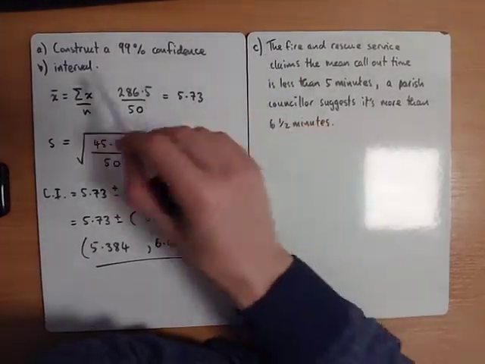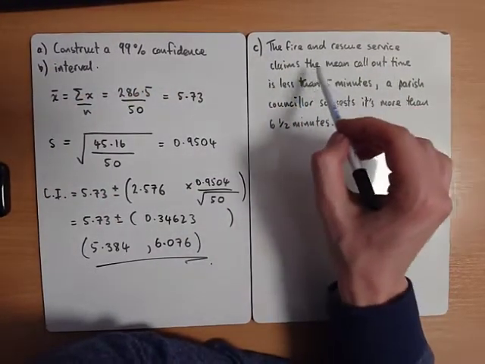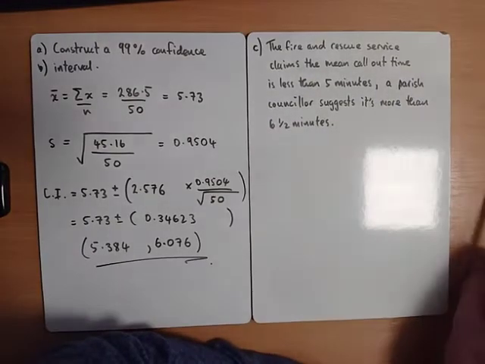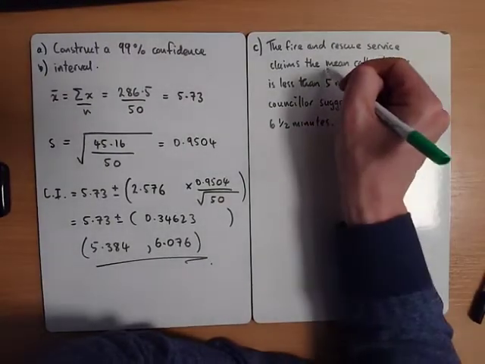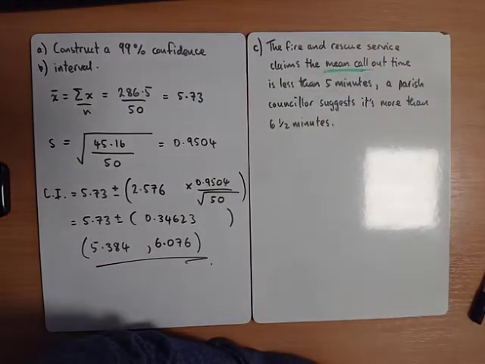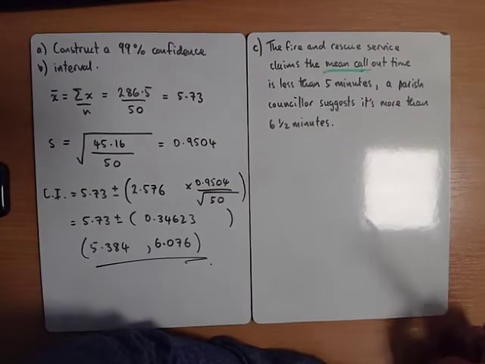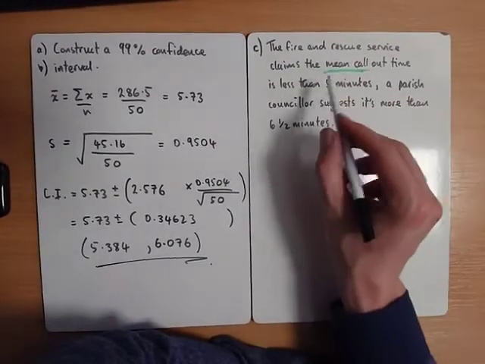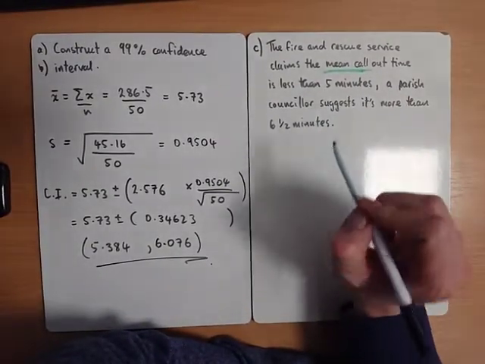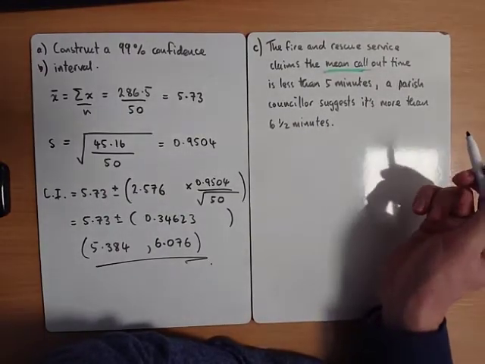I've just noticed actually that I did A and B together. So part C, it says the fire and rescue service claims that the mean call out time. So don't forget, if it asks you about the average, we can use our confidence interval. If it asks you about an individual time, you can't use your confidence interval. So the fire and rescue service claims that the mean call out time is less than 5 minutes. A parish councillor suggests that it's more than 6.5 minutes.